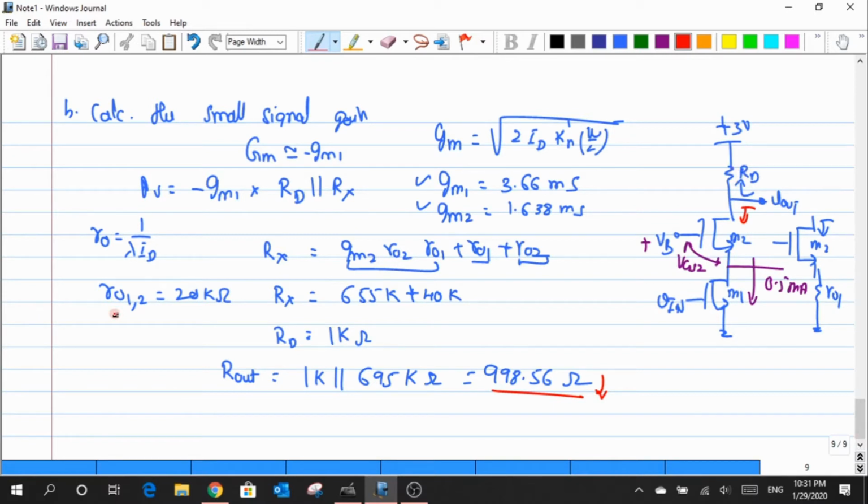We'll just continue our gain computation, where when I multiply both these quantities, I end up with a gain value which is minus 3.66. This is the value that I would get as the gain right from Vin to Vout. So right from here to here is what I've calculated right now.